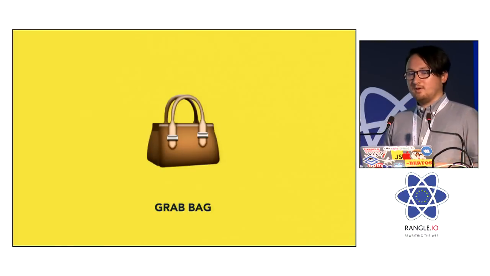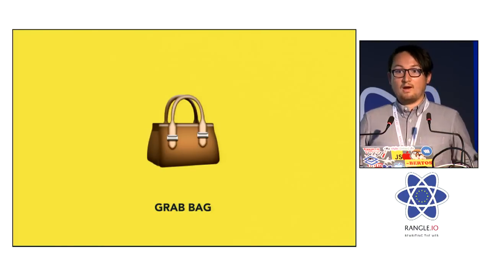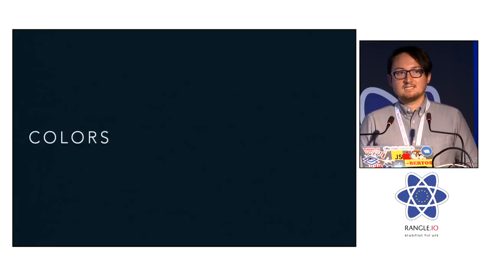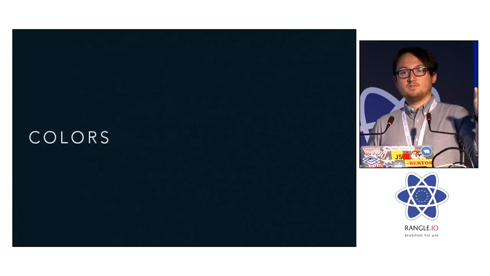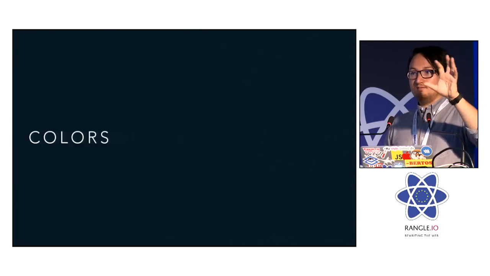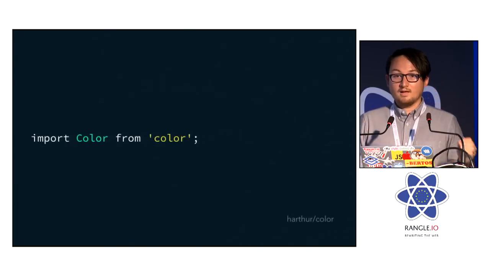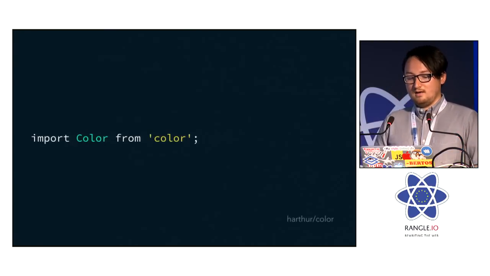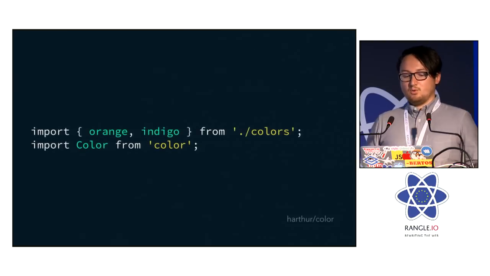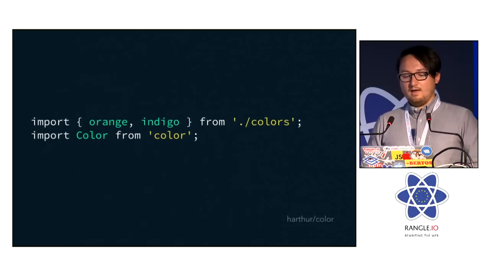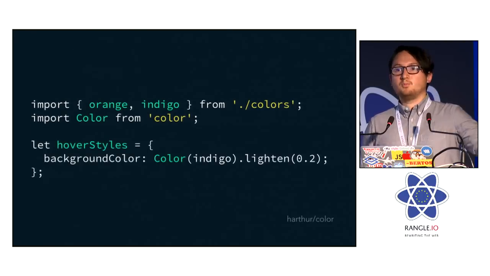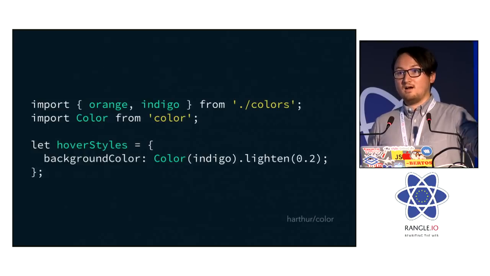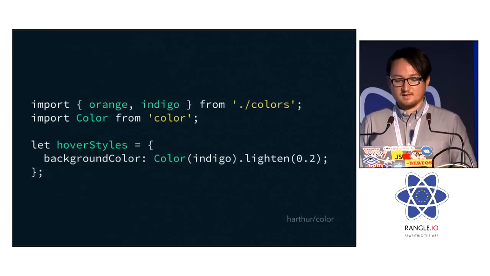All right, so I've got a little bit of a grab bag here for you. These are just some random things that we found helpful. SASS has really great color functions that allow you to take color values and manipulate them relatively, right? There's a great library on NPM called Color, by Heather Arthur. What this does is, we'll import Color and we'll import orange and indigo, and then we can use Color to lighten indigo by 2%, right? This is really awesome, and it all happens dynamically at runtime.